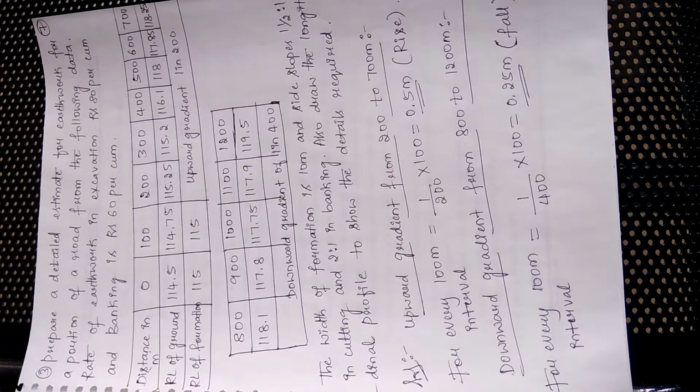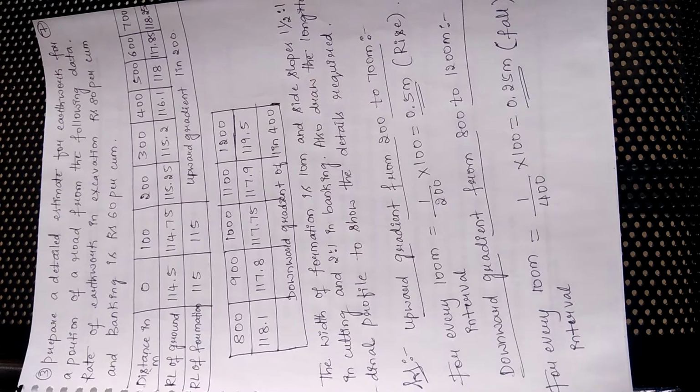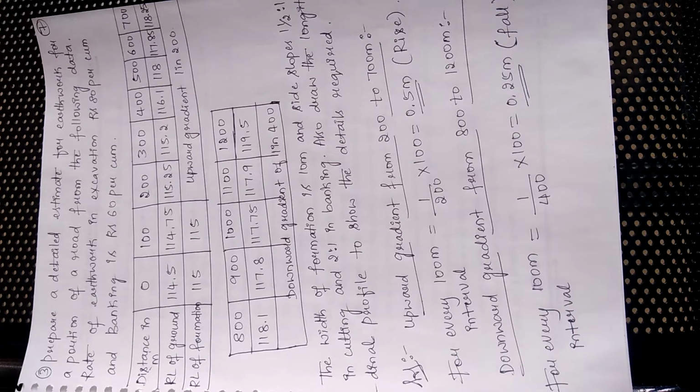of the road, and from 200 meter chainage to 700 meter, there is an upward gradient of 1 in 200, and then from 800 to the end of the road, there is a downward gradient of 1 in 400. Here two different gradients have been given to you. One is the upward, other is the downward gradient.